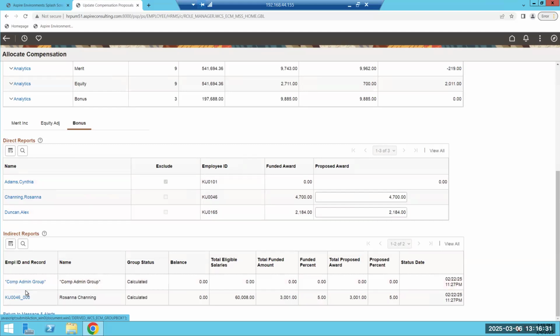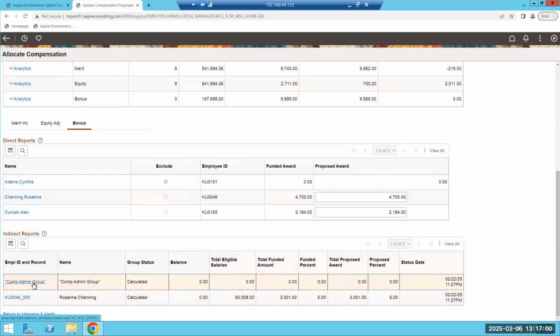And the other thing we see then is indirect reports. So these are the three people who report directly to Betty, but she also has Rosanna Channing, a manager that reports to Betty that has a population. Okay.